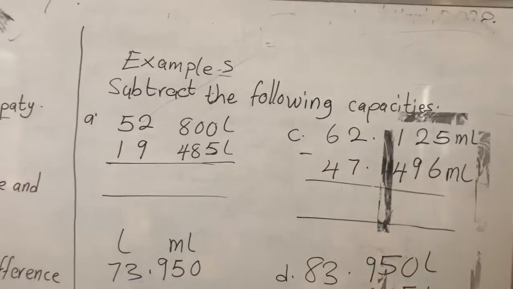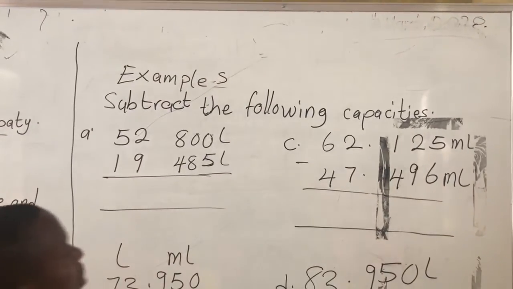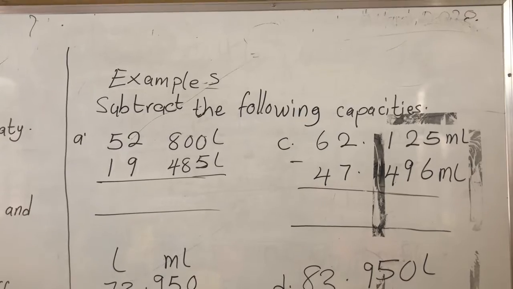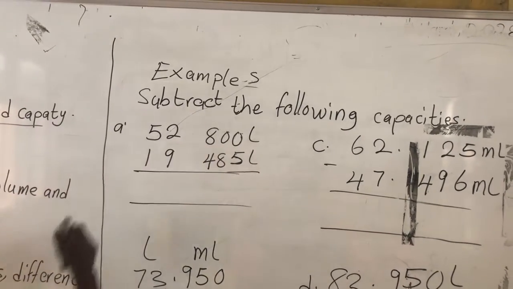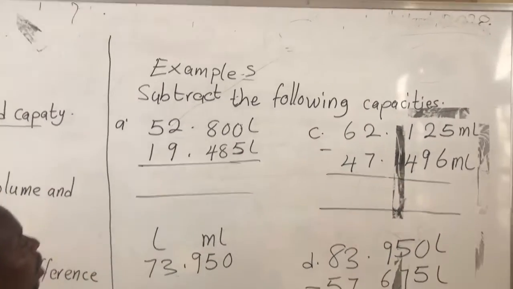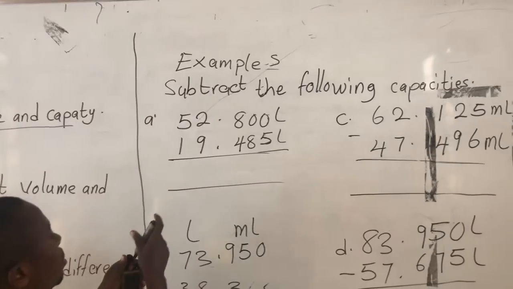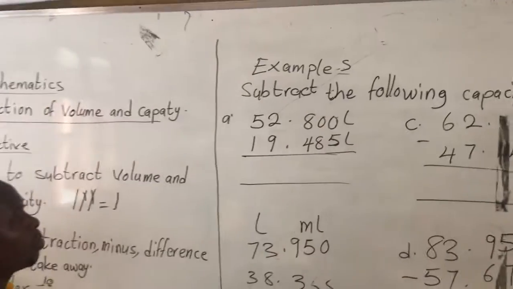The first question we have, A, says subtract the following capacities. We have 52.800 liters and 19.485. We are subtracting.